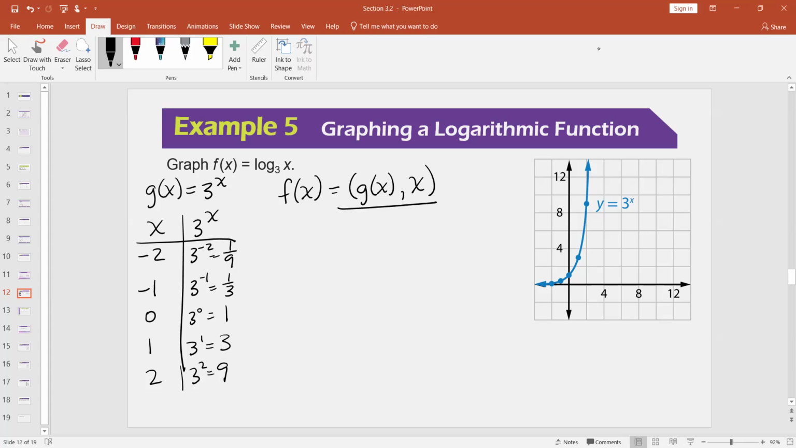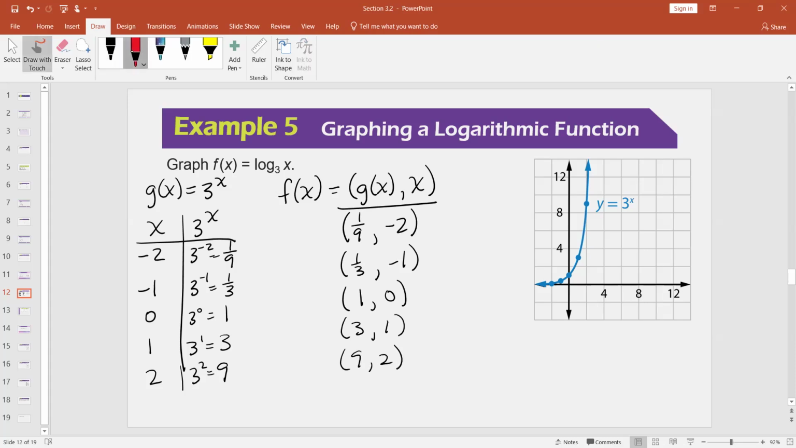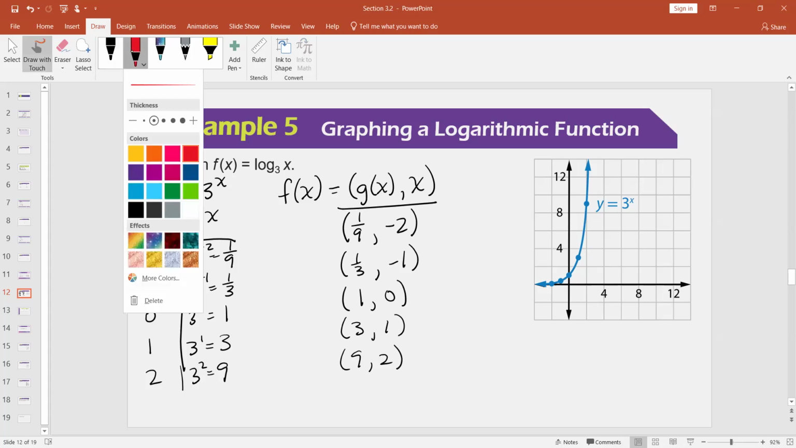So when we plug that in, I'm just reversing here. So I'm going to graph the points 1/9, -2; 1/3, -1; 1, 0; 3, 1; and 9, 2. So these are the points that I can graph in order to get my logarithmic function.